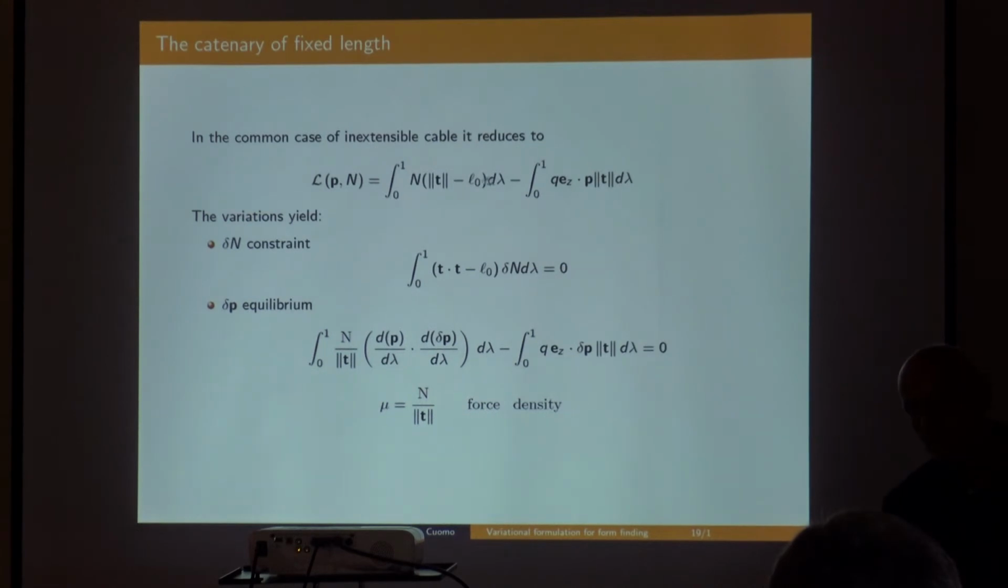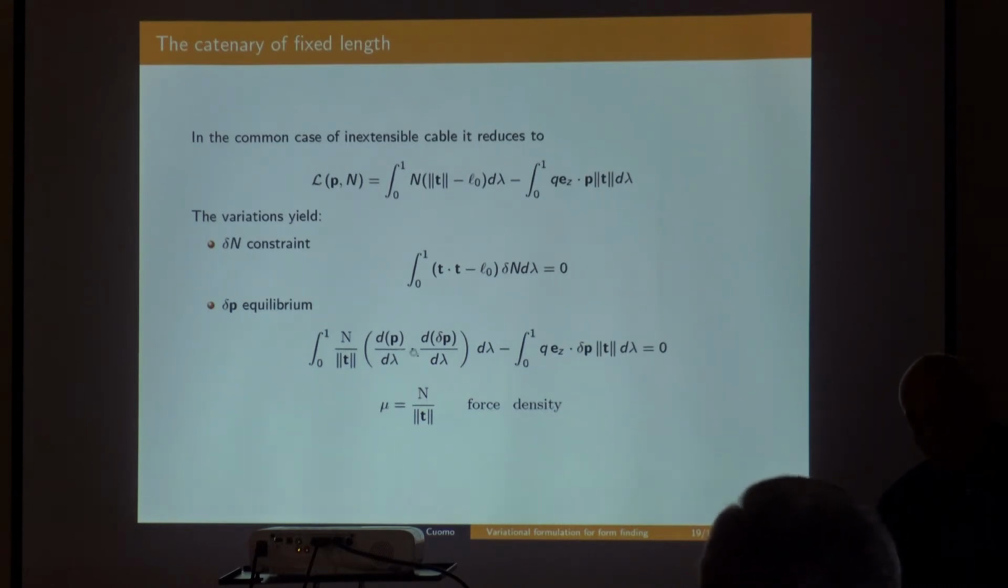The first one is making the variation with respect to the actual force, which enforces the constraints. Okay, there are some mistakes here, some square root missing, but it doesn't matter. And the variation with respect to the position gives the equilibrium of the final configuration, the form we have to find.